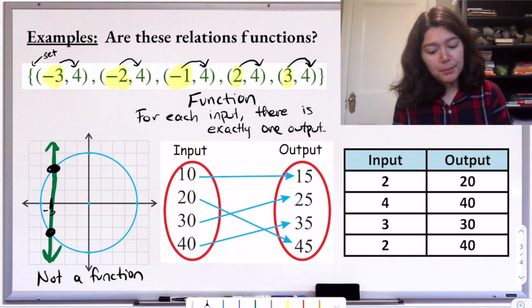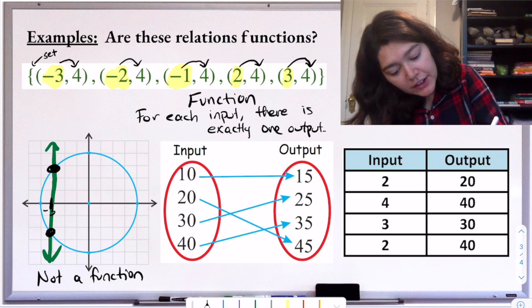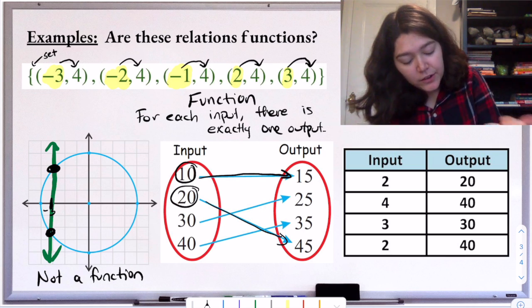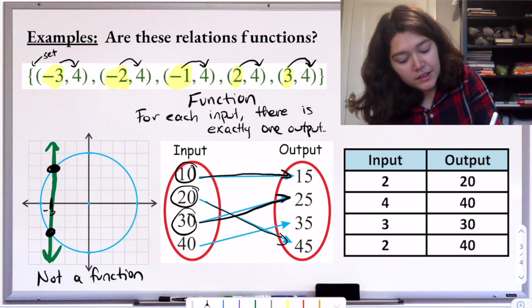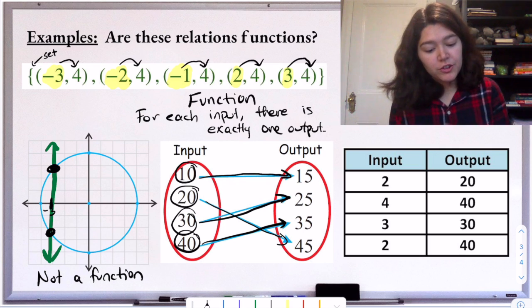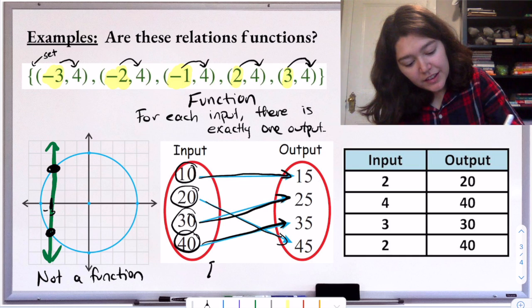For some input, there is more than one output. Now we see this mapping diagram. In our mapping diagram, let's look at our inputs. 10 goes to 15 only, that's good. 20 goes to 45 only, that's good. 30 goes to 25 only, that's good. And 40 goes to 35 only. So for each of those 4 inputs, there is only one output, so this is a function.